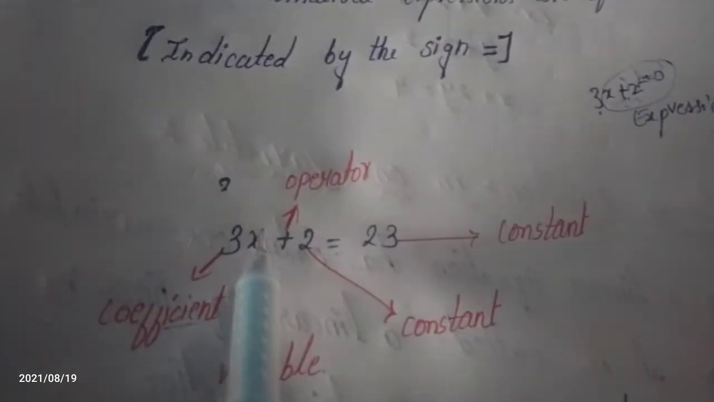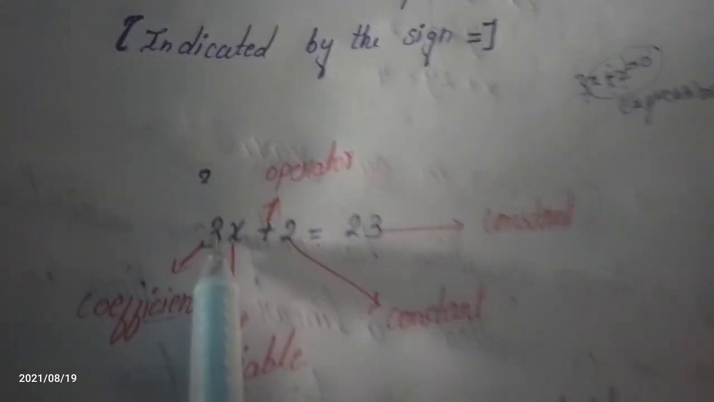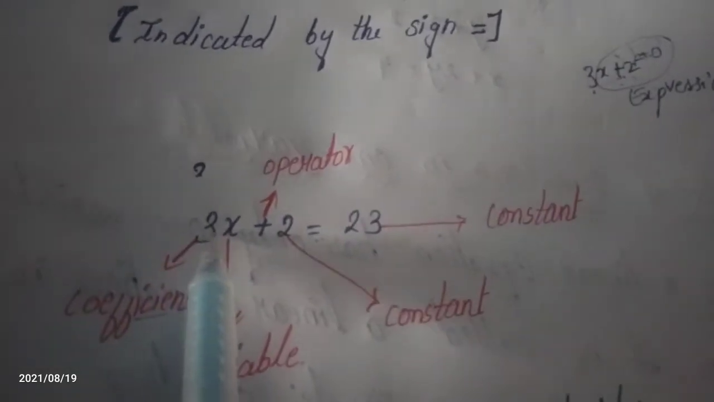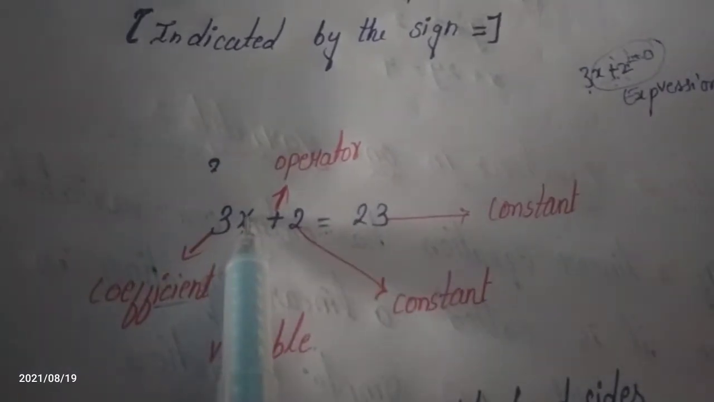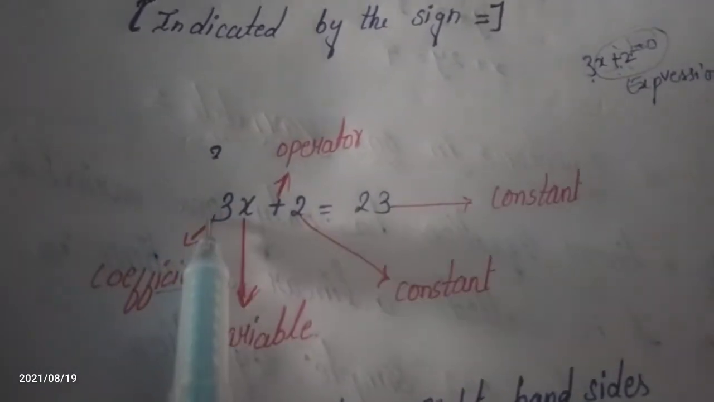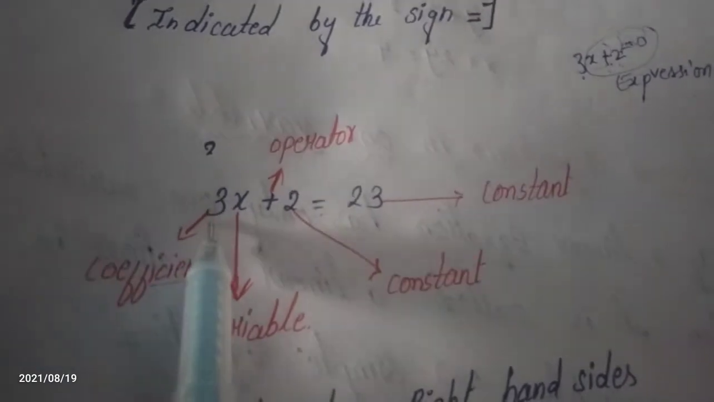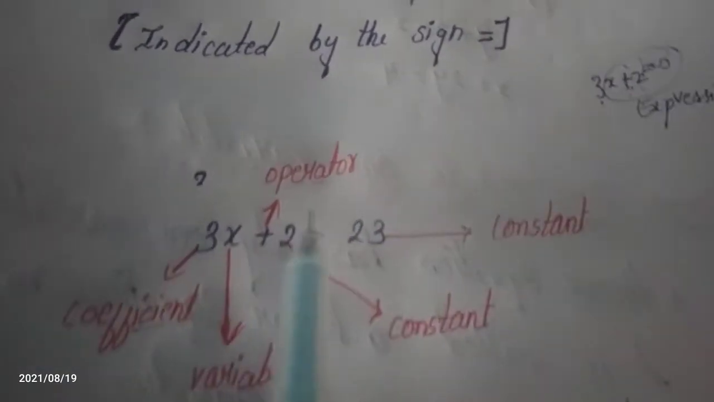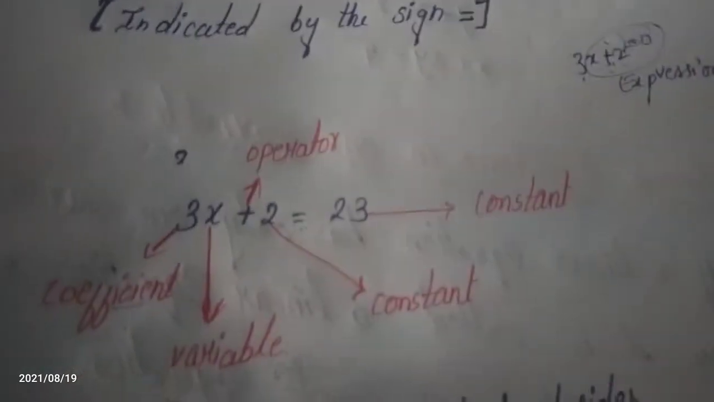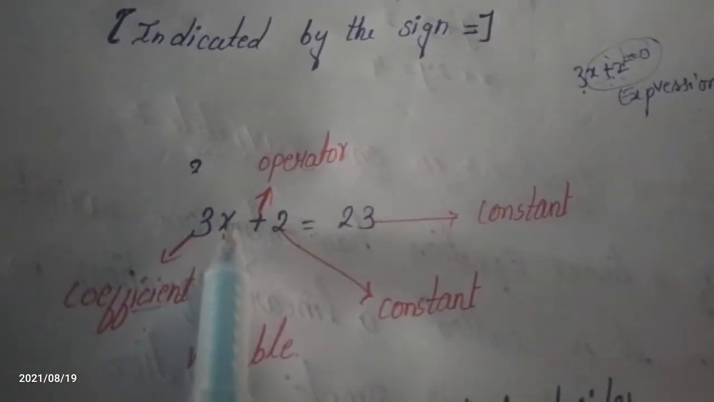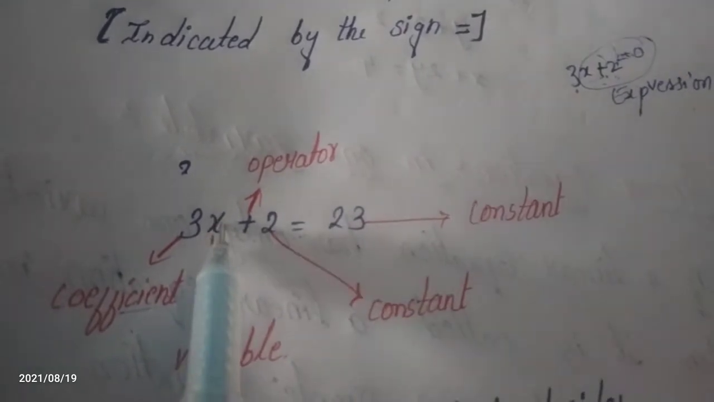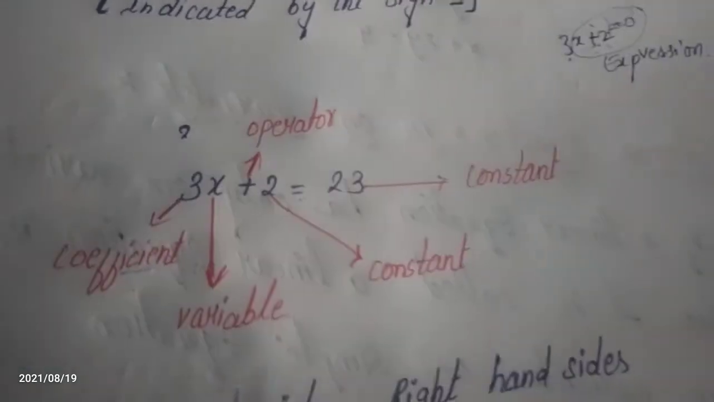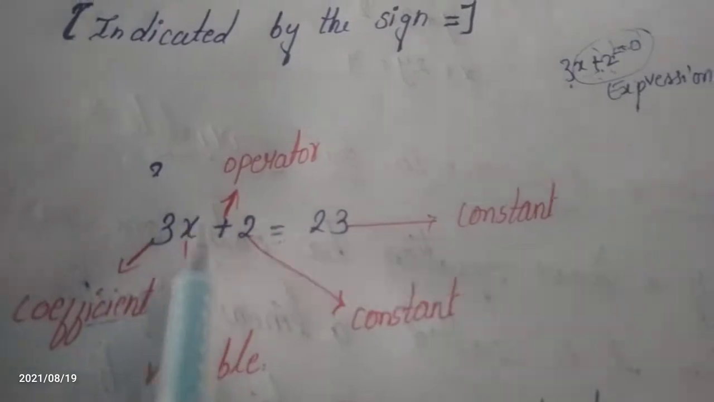In front of any variable, that number is called the coefficient. Can you understand my point? If any number is in front of a variable, that number is our coefficient. Come to the next point. x is a variable. If you have y, z, a, b, up to a to z, any alphabet is called a variable. I hope you understand the two terms.